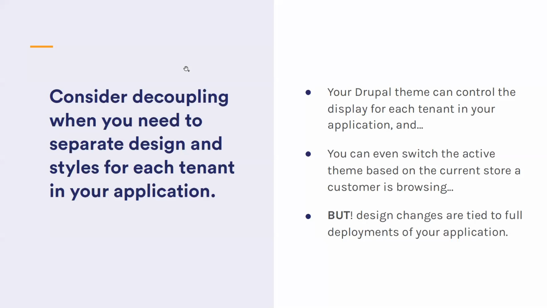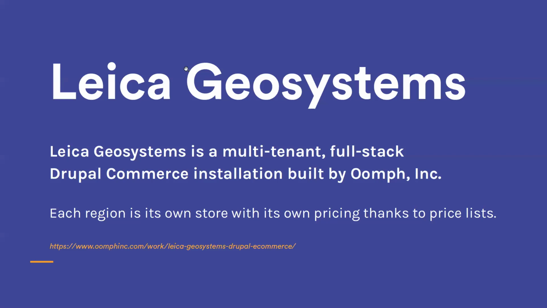But now all of your design changes are tied to your main application, which means that if you need to deploy a design change for store B, it's going to affect the sales of store A just for that design change. A good example is Leica Geosystems. Leica Geosystems is a multi-tenant, full-stack Drupal Commerce installation built by Oomph, and this is not decoupled and is multi-tenant. So each region that they sell in has its own store and unique pricing.